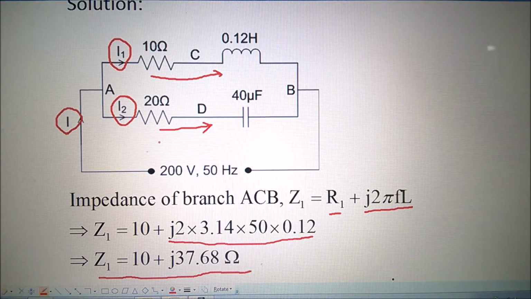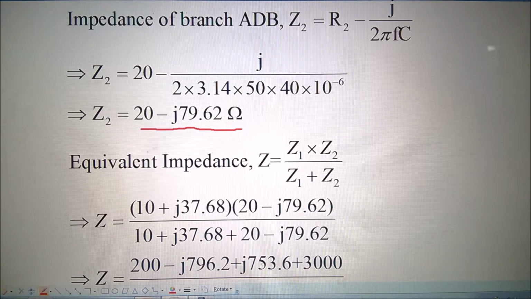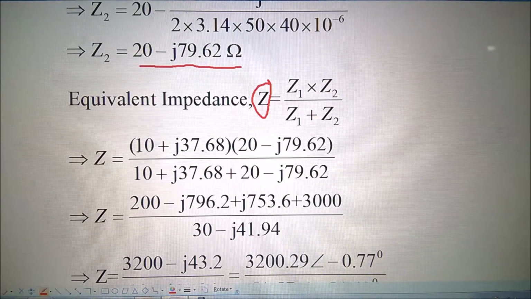The formula is exactly the same as how we find in the DC circuit, how R1 into R2 divided by R1 plus R2. Here also the equivalent impedance Z is equal to Z1 into Z2 divided by Z1 plus Z2. But here calculation has to be made. You can see this is the Z1, this is the Z2, this has to be multiplied. Therefore this is just a simplification in complex algebra mathematics.